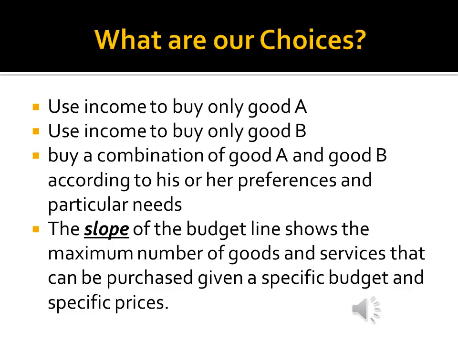So what are our choices? When we have an income, we have a choice of whether we can buy only good A, only good B, or we can buy a combination of good A and B according to our preferences and our particular needs. The slope of the budget line will then show the maximum number of goods and services that can be purchased given our specific budget at specific prices for those goods.